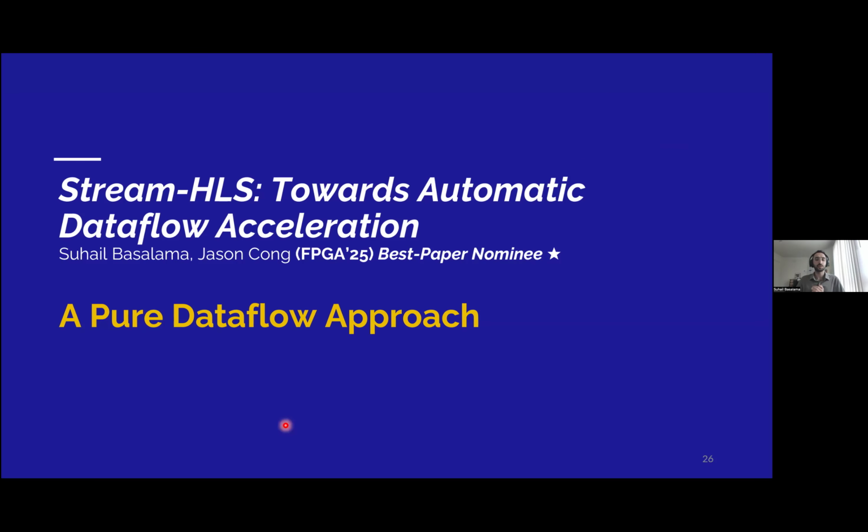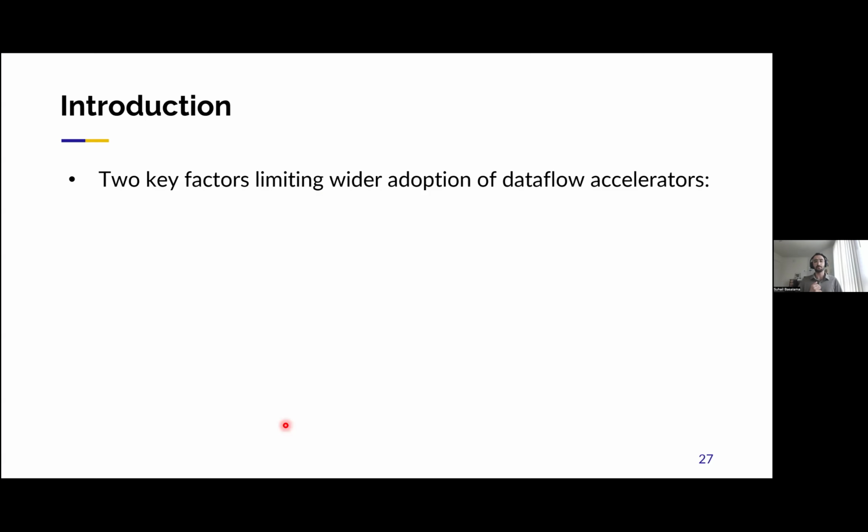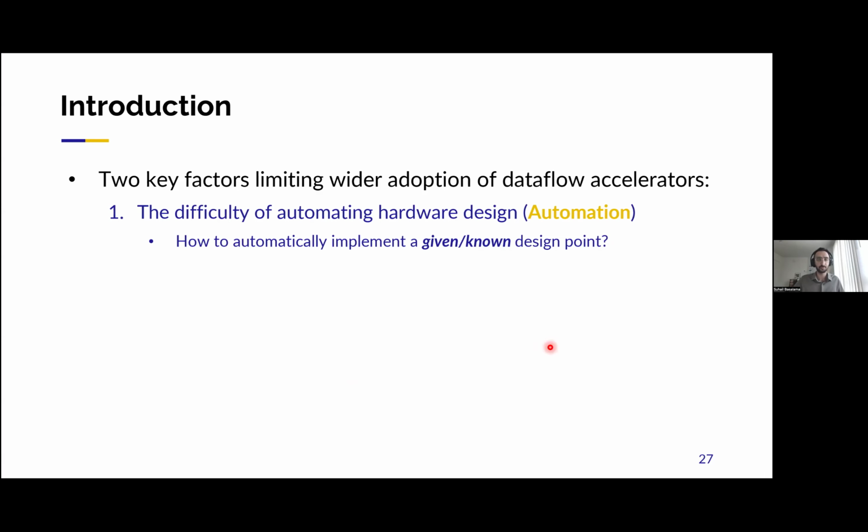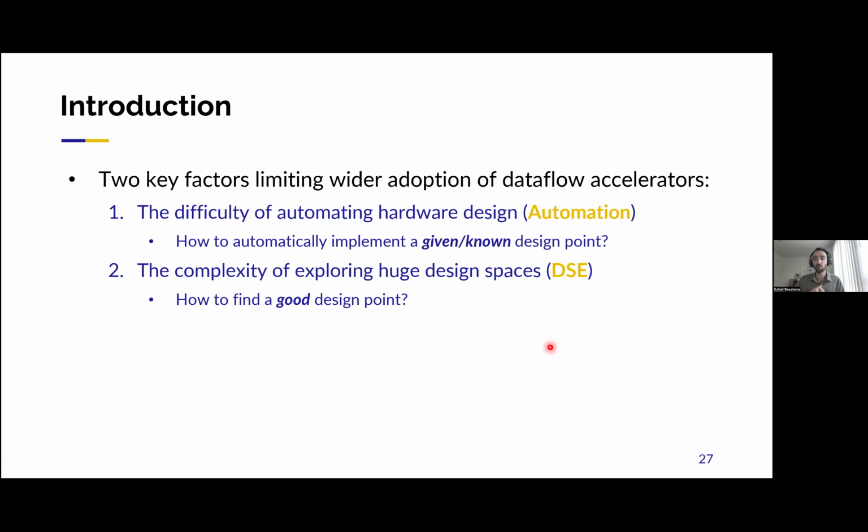Okay, now I'm going to talk about Stream-HLS. This is more of a pure data flow approach. So basically, there are, in my opinion, two key factors limiting wider adoption of data flow accelerators. One is the difficulty of automating hardware design. Basically, how to automatically implement a given or known design point as a data flow accelerator. And the other one is the complexity of exploring huge design spaces, or how to find a good design point.